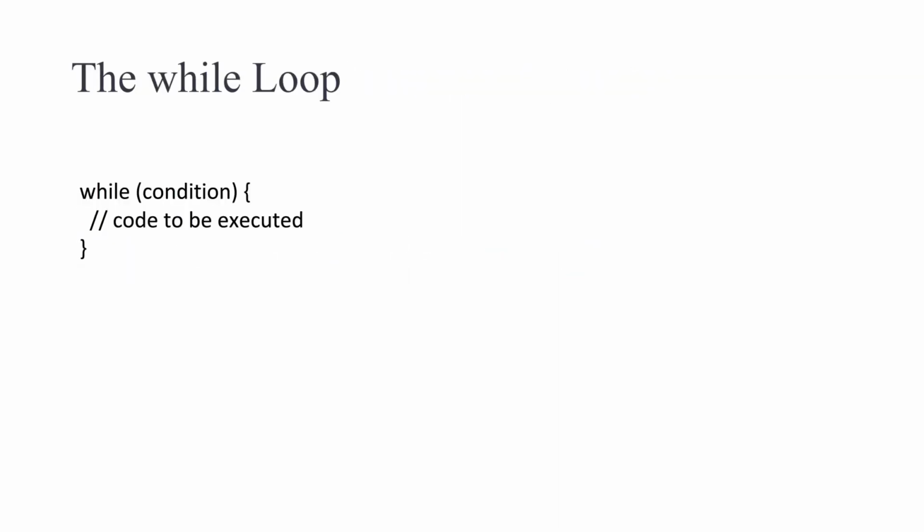In C++, the while loop is a control flow statement that allows a block of code to be executed repeatedly while a certain condition is true. The syntax for a while loop is as follows. The condition is an expression that is evaluated at the beginning of each iteration of the loop. If the condition is true, the code block is executed. If the condition is false, the loop terminates and the control is passed to the next statement after the loop.